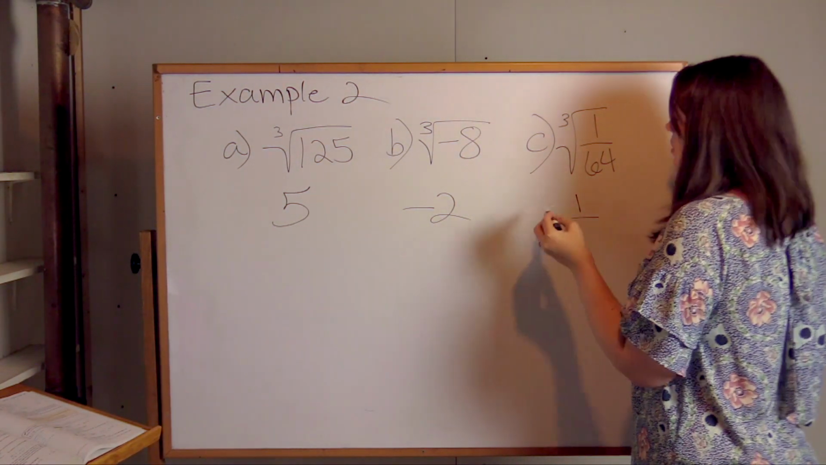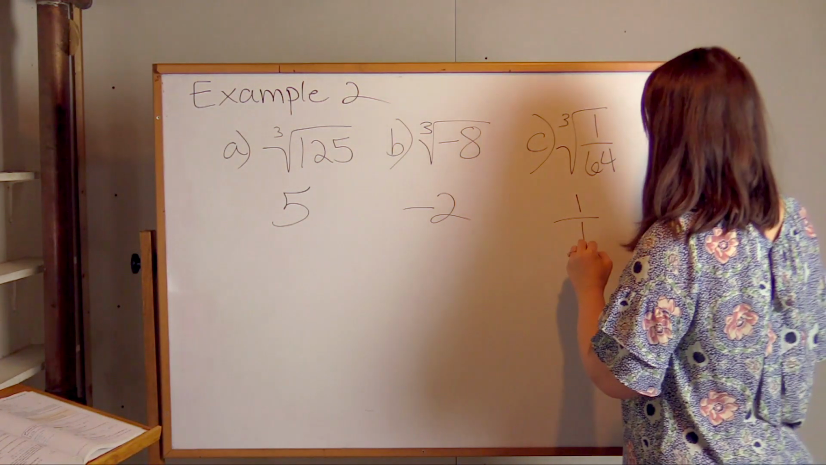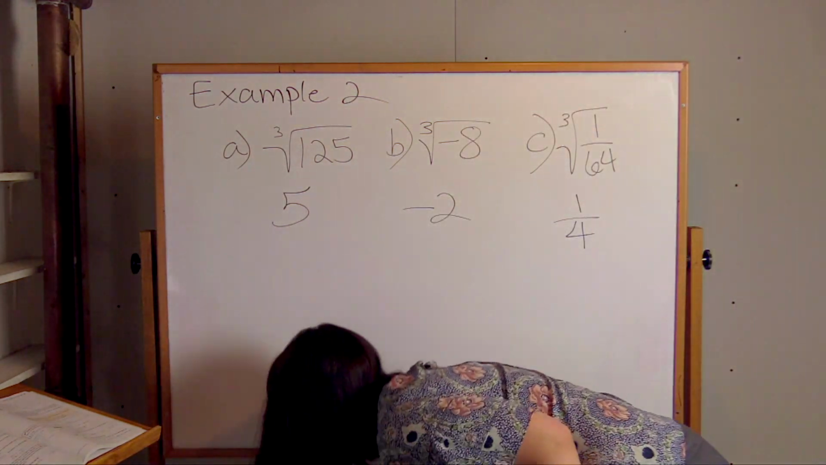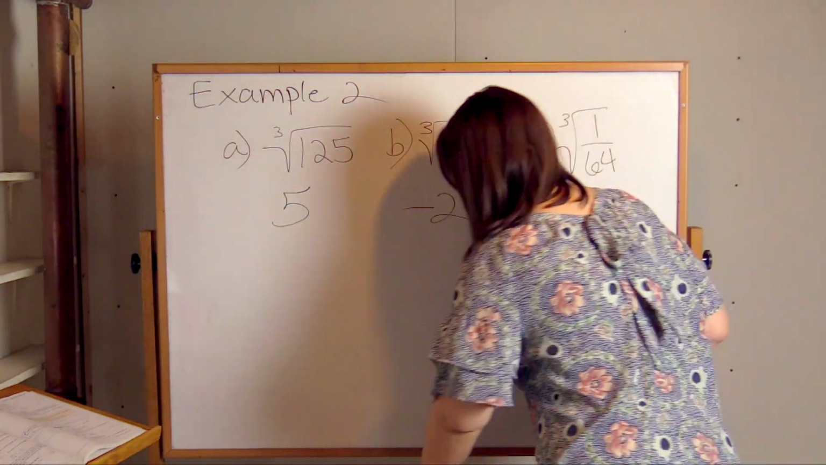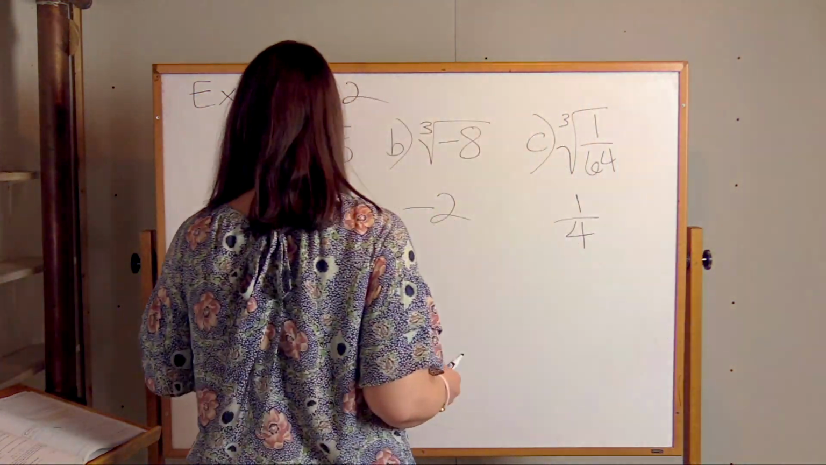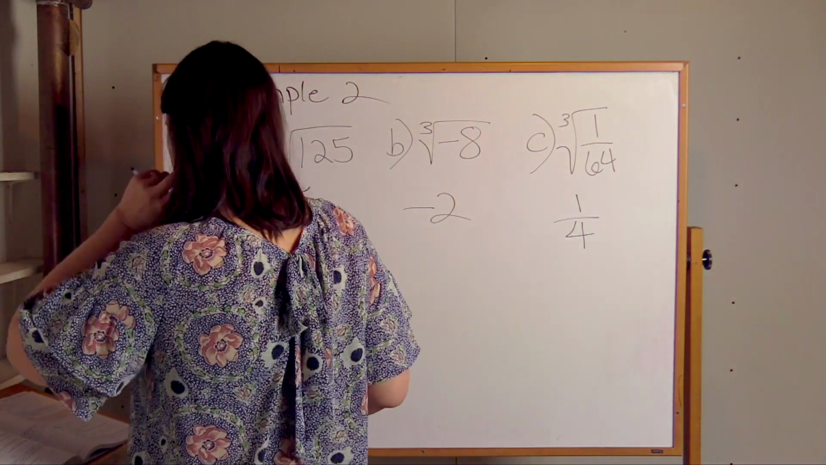Okay? On the last one, the cubic root of 1 is 1. 1 times 1 times 1 is 1. 64, what times what times what equals 64? And that would be positive 4. All right, go ahead and try your own. You're going to do examples A, B, and C again. This is example 2 on page 521.